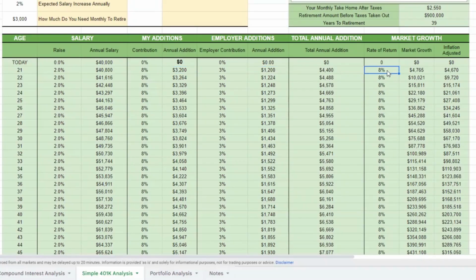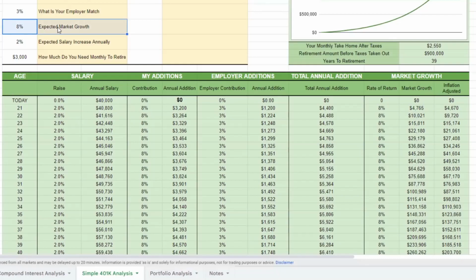And then if you had a market return of 8%, that is where this comes into play. Your market growth, your addition of $4,400 with that 8% would turn into $4,700, and then inflation adjusted a year from now with 2% inflation, your dollars would be worth about $4,600.